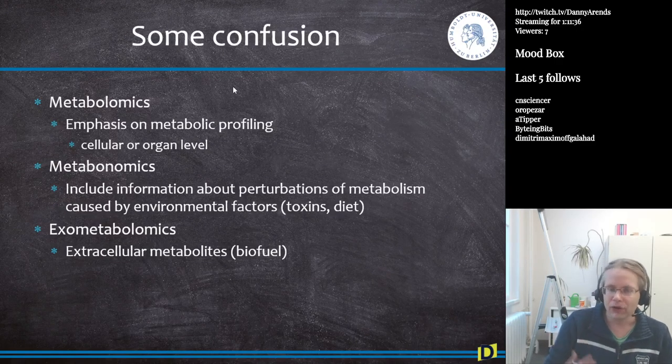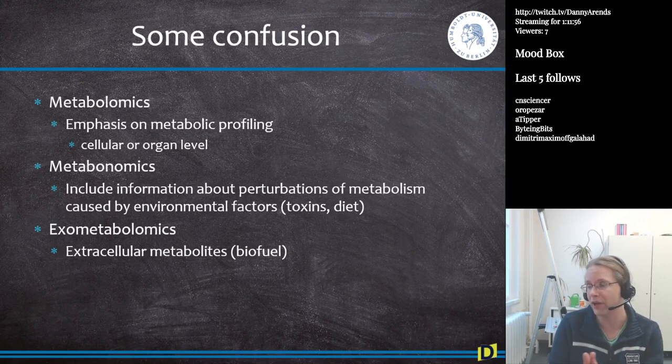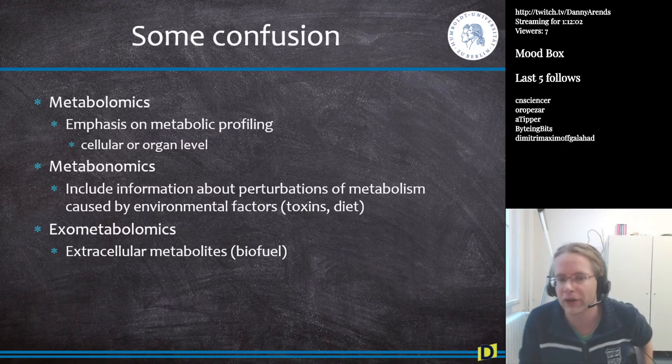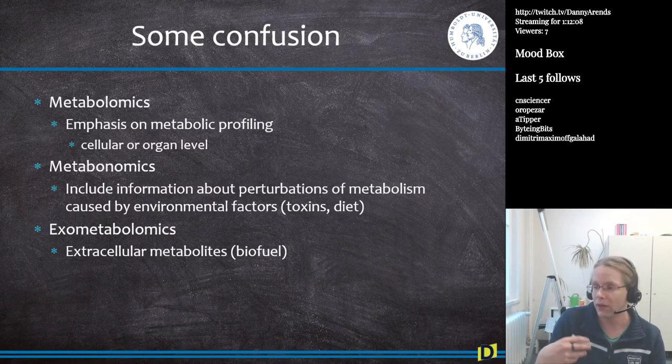All right, so there is a lot of confusion between different terms, because we have the term metabolomics. Metabolomics is the field which focuses on metabolic profiling, right? So generating these metabolic profiles, determining which metabolites are produced by a certain organism. It looks at these things at a cellular, or at an organ level, so not at a whole organism level. For example, you look at a liver, and you think about what a liver produces and which metabolites can be found in the liver, then you are doing metabolomics.